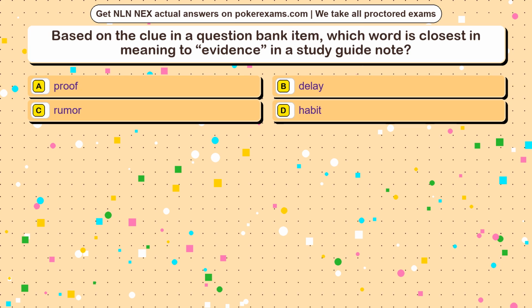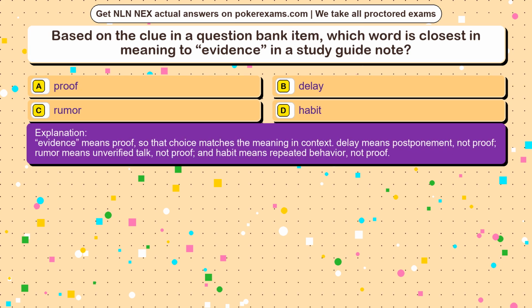The correct answer is option. Evidence means proof, so that choice matches the meaning in context. Delay means postponement, not proof. Rumor means unverified talk, not proof. And habit means repeated behavior, not proof.